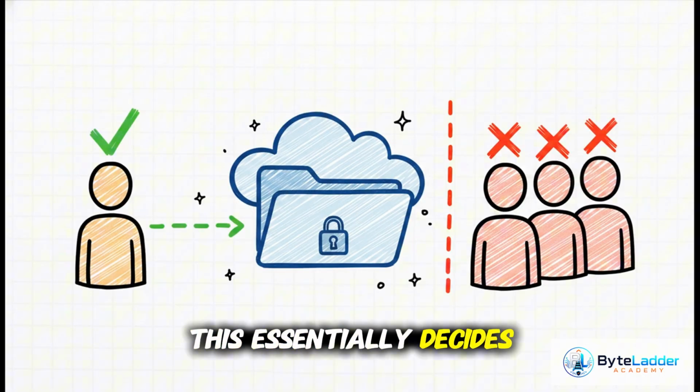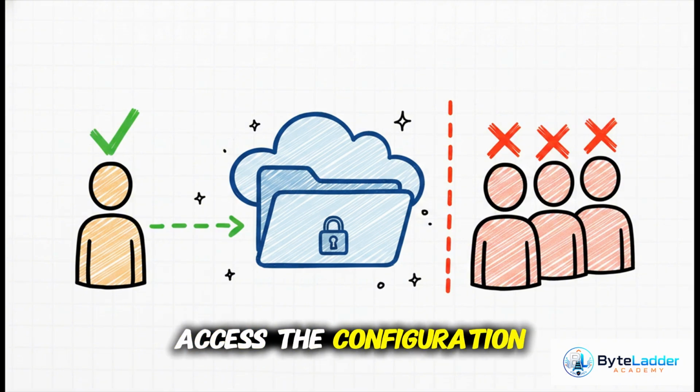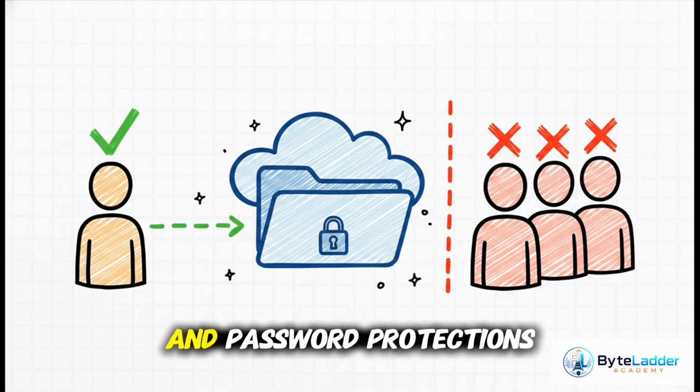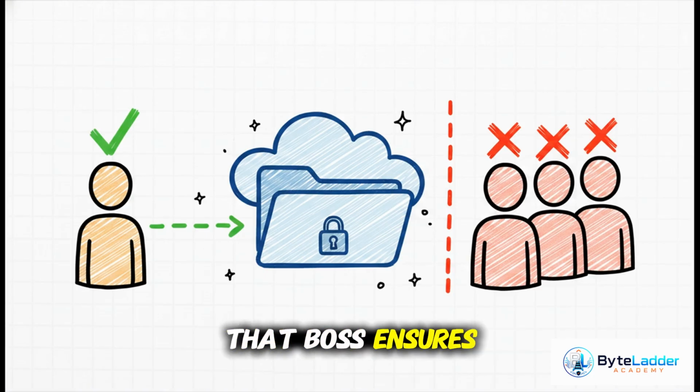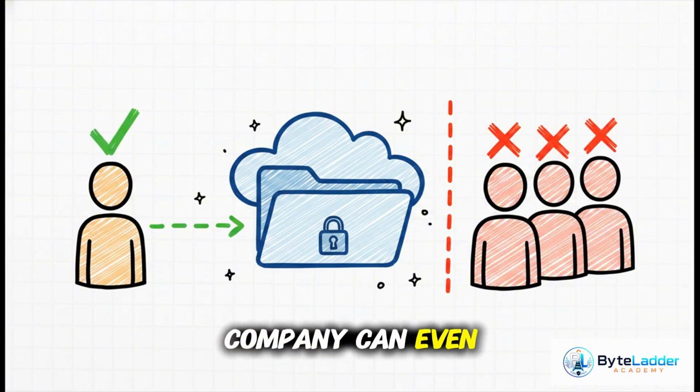This essentially decides exactly who is allowed to view, change, or use specific data. For example, maybe a cloud engineering team sets permissions on a storage bucket, so only their specific engineers can access the configuration files. Or imagine a boss saving a company payroll file on a shared network drive. By setting up strict user permissions and password protections, that boss ensures they have full access to read and write to the file, but nobody else in the entire company can even open it.